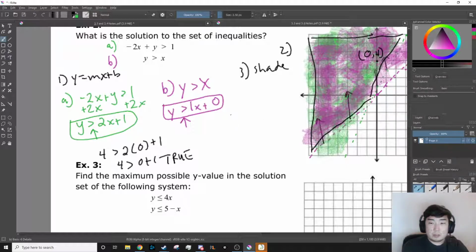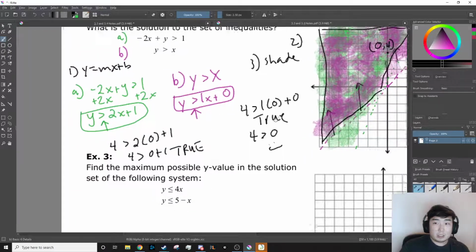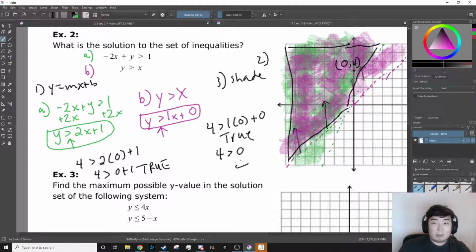What about this one? 4 is greater than 1 times 0 plus 0. That's true. This is 4 is greater than 0. So yeah, this works. If one point in my double shaded area works, then you can assume that all of these work.